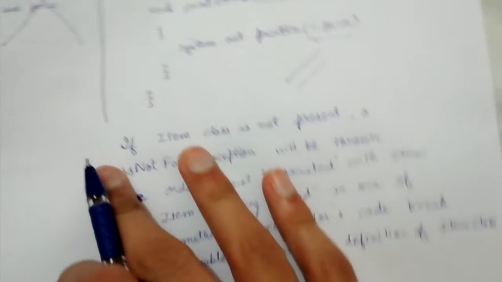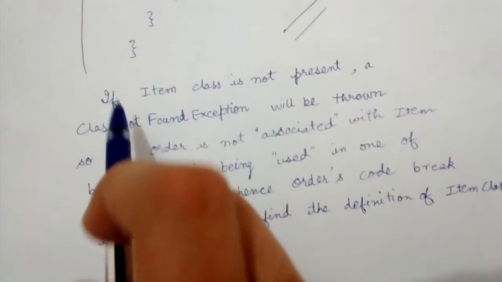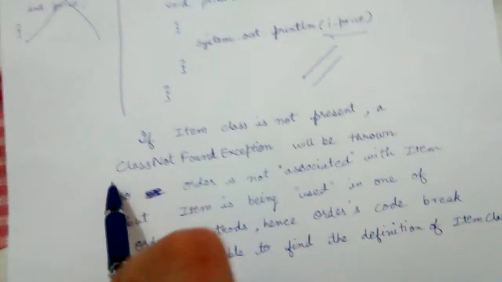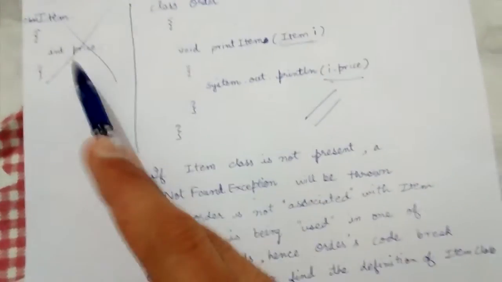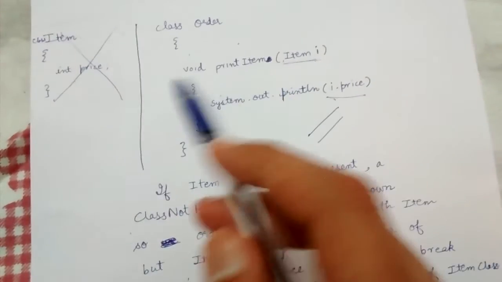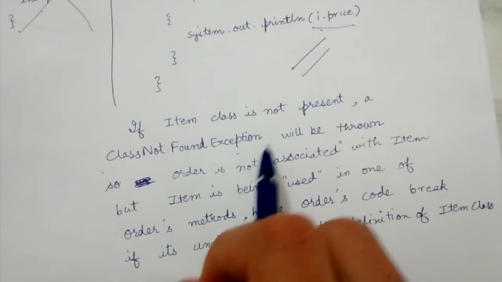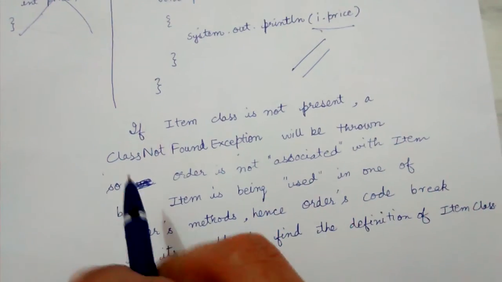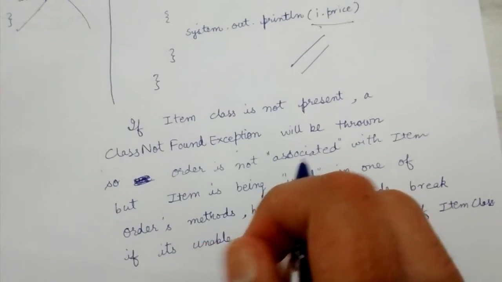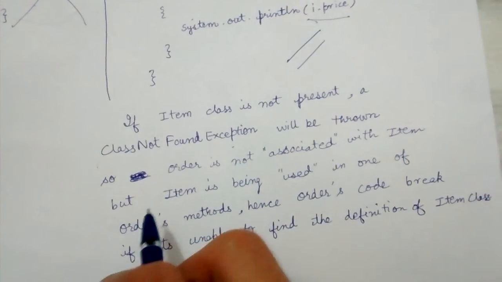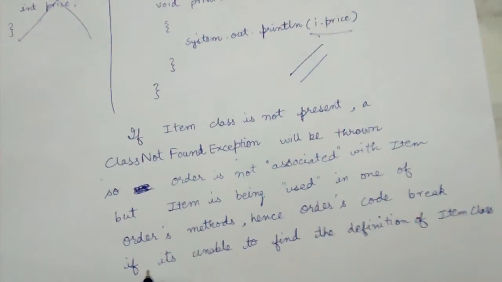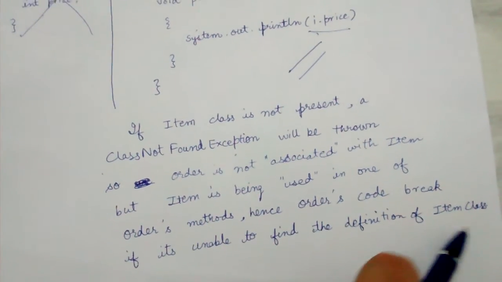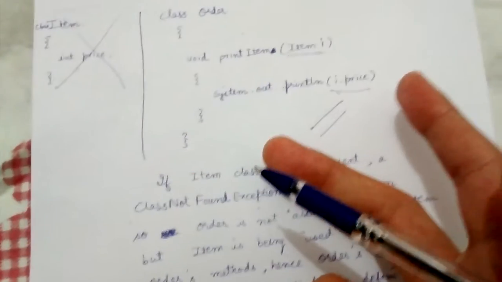Basically the definition is, if the item class is not present, a class not found exception is thrown. This is an exception which is thrown when a particular class which is required for the code to compile is not found. So order is not associated with item, but item is being used in one of order's methods, hence order's code breaks if it is unable to find the definition of the item class. That is whatever we have already said.